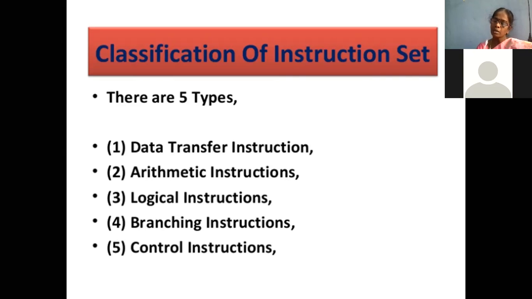Yes, ma'am. Halt and return. Okay, halt and return. Halt, that execution will be stopped. So this is called a machine control instruction, right? So are you clear now? Classification of instruction sets: data transfer, arithmetic, logical, branching and control. Control instruction is used to control the machine. Halt and return are what we gave to the machine, and that is called a control instruction.